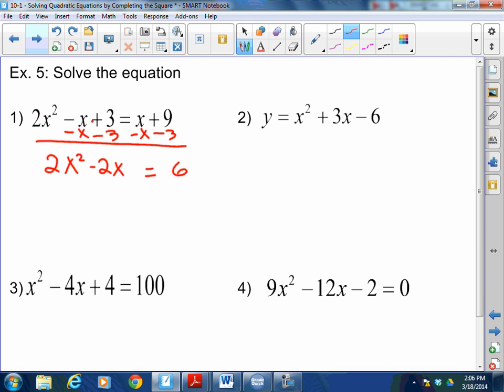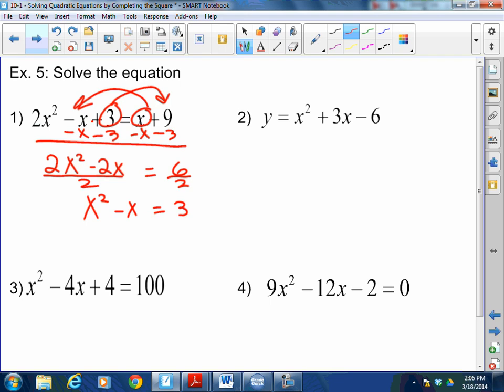Yes? No, bro. I'm taking this x over there. Yes. And I'm taking this over here, though, because I want to get the x squared and the x alone. Thank you for caring, though. Thank you. Now, I have an a in front of the x squared, so divide it. So now I got x squared minus x equals 3.